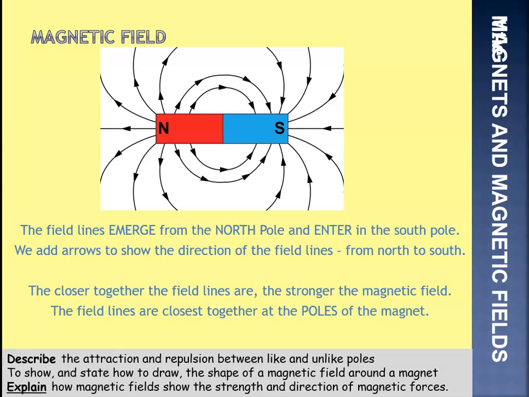We also see that the field lines are much closer together at the poles, and the closer together the field lines are, the stronger the magnetic field. This is why the poles are the strongest part of the magnet. The field lines are much closer together there, the field's having much more of an effect. So whenever you draw in a magnetic field, those two things are very important. You need to show arrows to show the direction of the field lines from north to south, and you need to show how close together the field lines are, and they must be closer together at each pole of the magnet. Then it will have the bigger force and the bigger attraction.